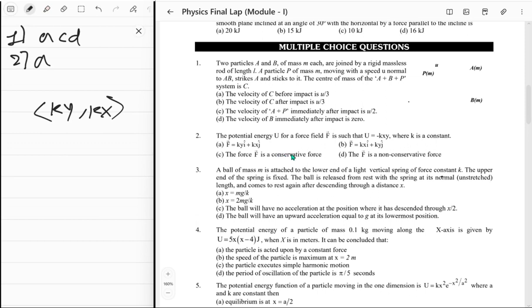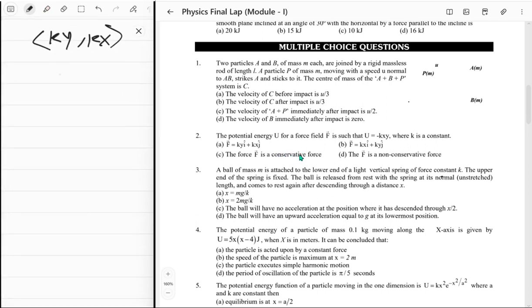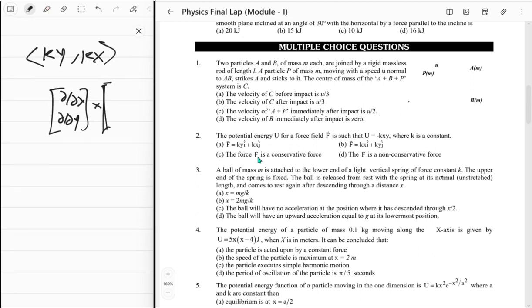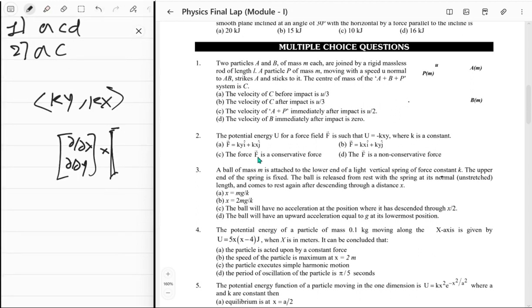And the force F is a conservative force. Let's check its curl. How do we compute the curl? Curl is partial upon partial x and partial upon partial y crossed with the force, of course. We already know it's going to be conservative because it can be represented using a potential. So yes, it's a conservative force. So C is the answer. Still, just for surety, let's check.